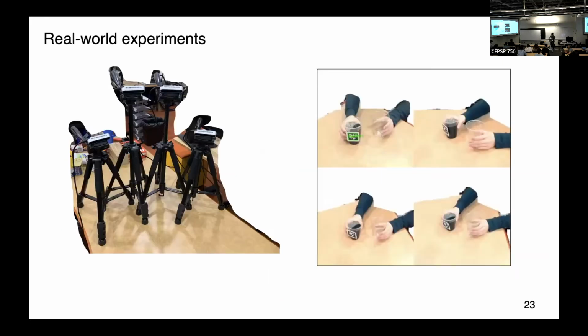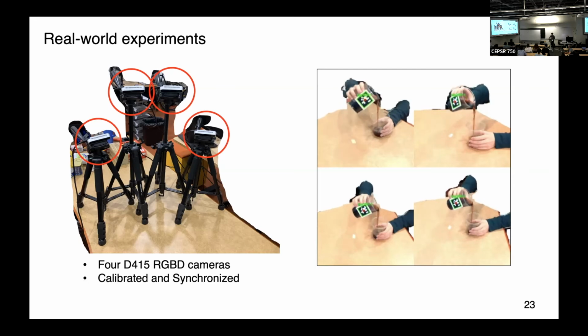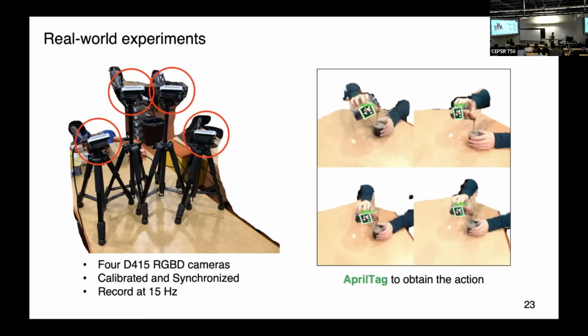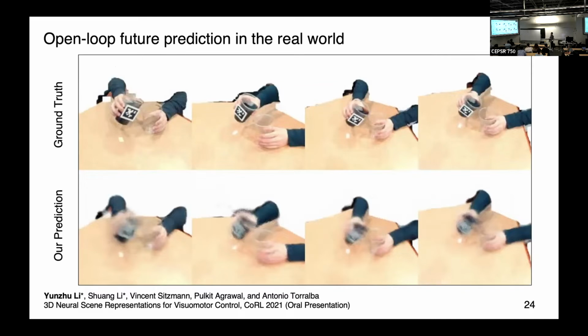We also try to generalize to the real world. On the left is the setup we have, with 4 cameras looking at the environment. On the right is the data we captured. It is 4 RGBD cameras, synchronized and calibrated, recording the environment at 15 Hertz. And on the right, we are using an AprilTag to track the movement of my hands to collect the action sequence.